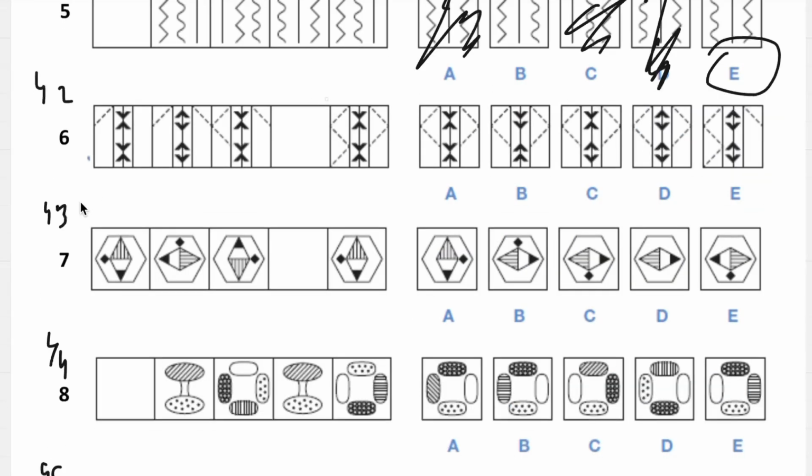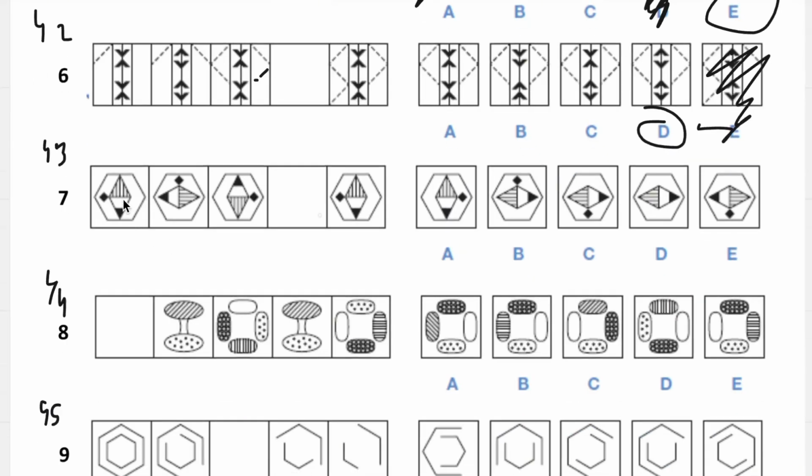Question number 42. Let's see this line. We're adding one each time, which means we're going to add a dotted one over here. All of them look consistent with that apart from E. Then what's happening over here? We've got in, out, in, out. So something that looks like D.